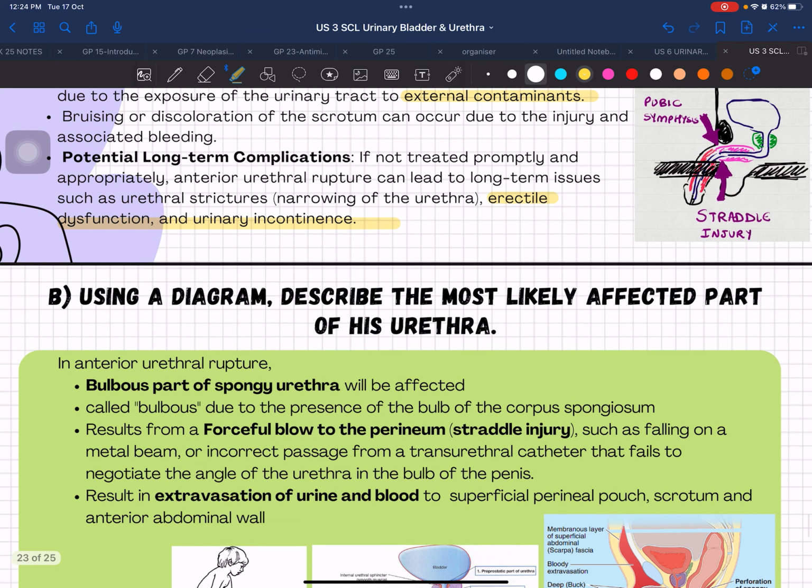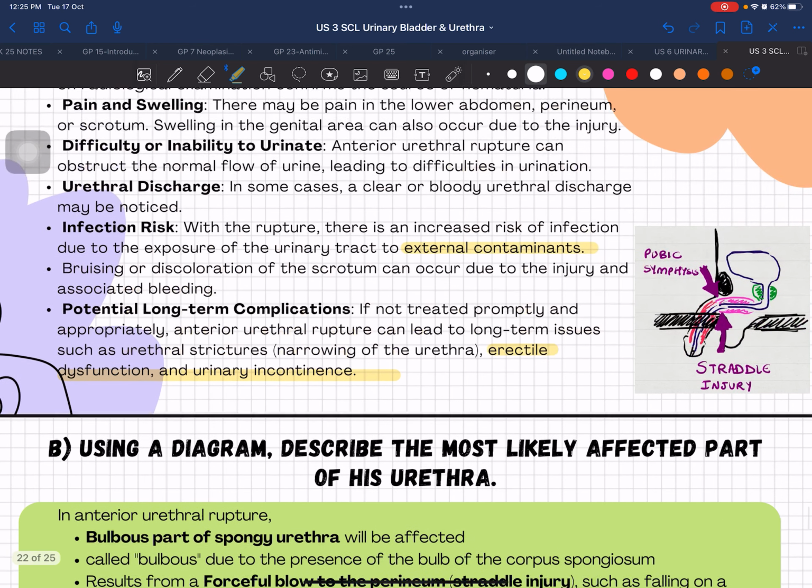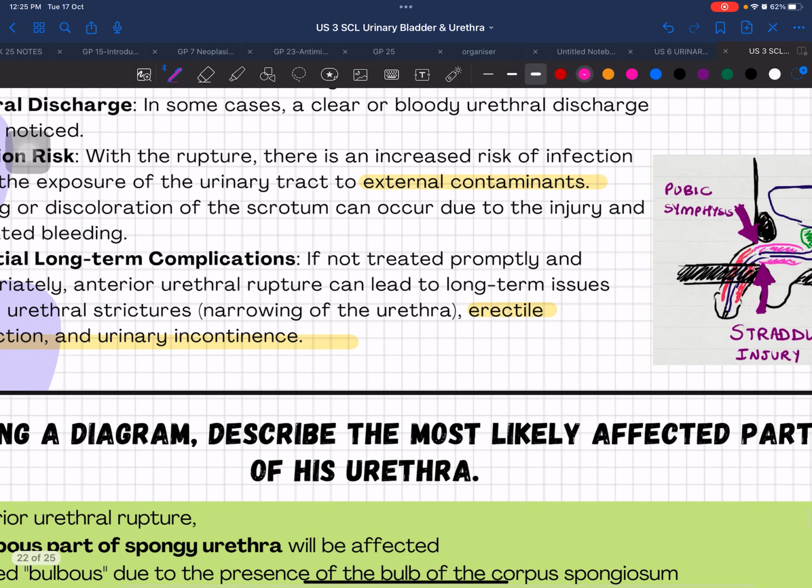Alright, okay. Perhaps this person is very well oriented, that's why you come up with the long explanations. But the simple answer is that it is due to straddle injury resulting in extravasation of urine and blood to the superficial perineal pouch, scrotum, and anterior abdominal wall. So why is there extravasation of urine in the superficial perineal pouch?